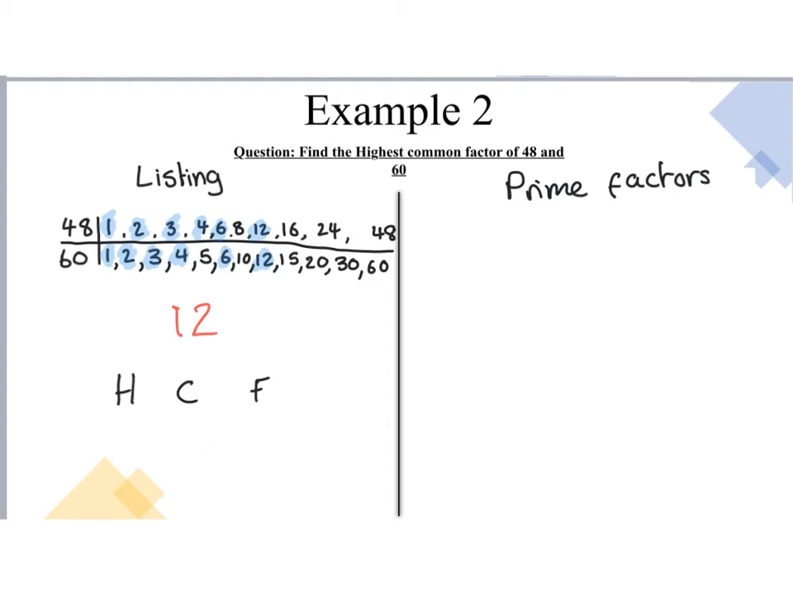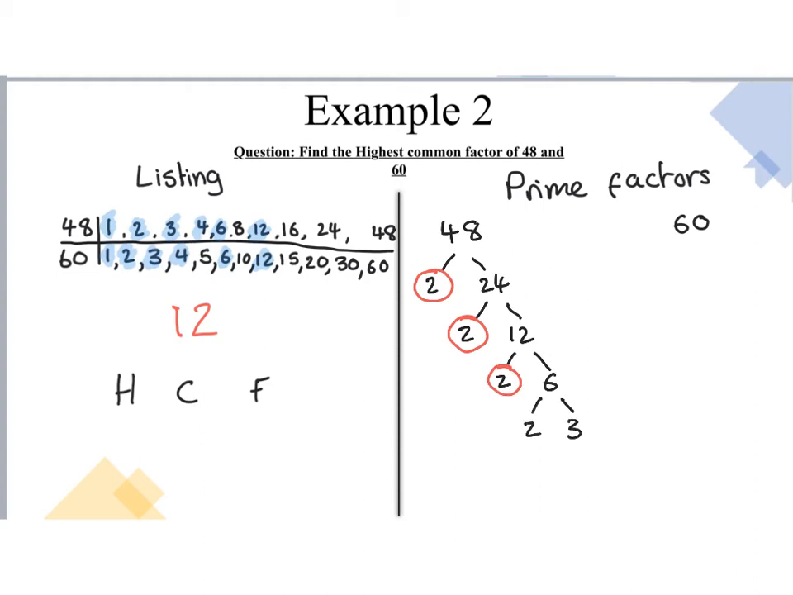The second method. So we're going to find the prime factors of 48 and 60 using our prime factor decomposition method from the previous video, or that you might already know. So 2 times 24, 2 is prime, 2 times 12, 2 is prime, and then 2 times 6, 2 is prime again, and 2 times 3. 2 is prime, and 3 is prime.